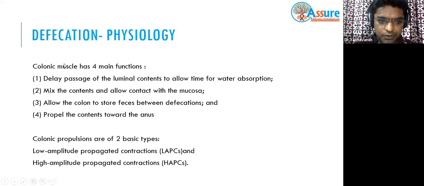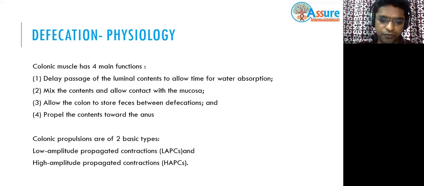So colonic muscle has four main functions. One is delaying the passage of luminal content so it can absorb water. Nearly 1.5 liters of water is absorbed, and it can mix the contents and allow contact of the stool material with the mucosa. And it even allows the colon to store feces in between defecation, that's nearly for 24 to 48 hours, depending on individual practice. And at the time of defecation, it propels the contents towards the anus.